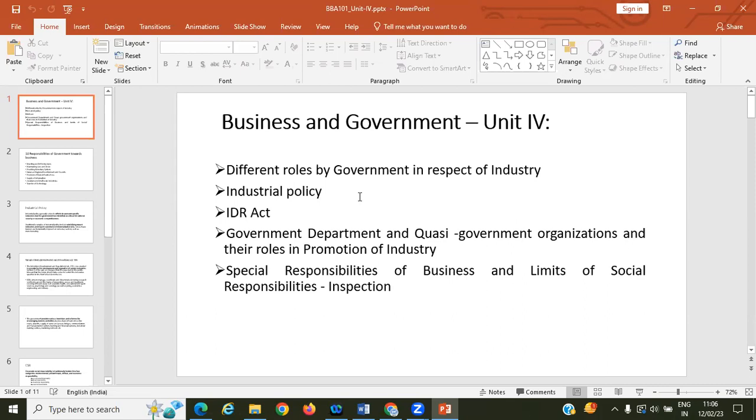So today we'll discuss how government is intervening in business activities. What is the government's role in promoting business? How is government interfering? What are the roles and responsibilities of government in business, in different industries, in different policy making, and we'll understand.